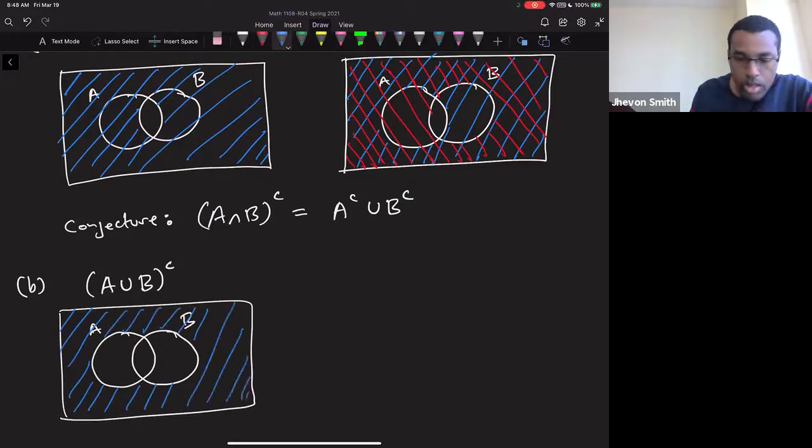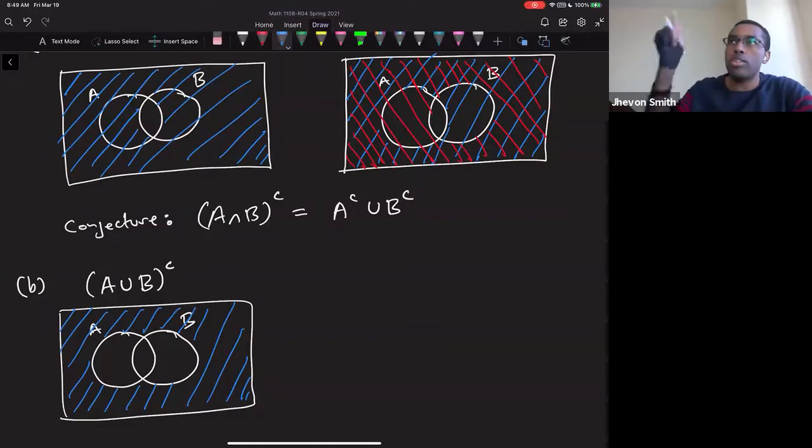What's the difference between equal and equivalent? Equivalent means they have the same number of elements. Equal means they have the same elements exactly, right? So if I have the set A is {a, b, c}, and the set B is {1, 2, 3}, they are equivalent because they both have 3 elements, but they're not equal because they don't have the same elements. One has letters, one has numbers.